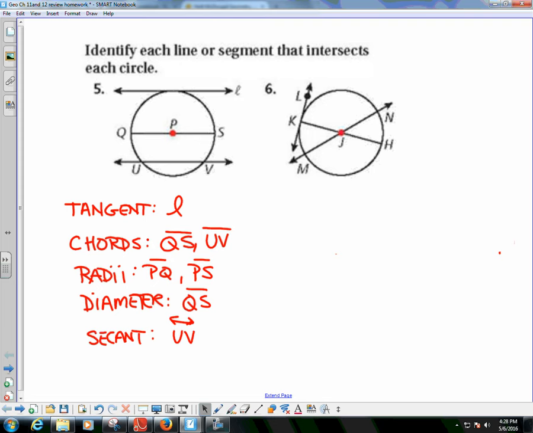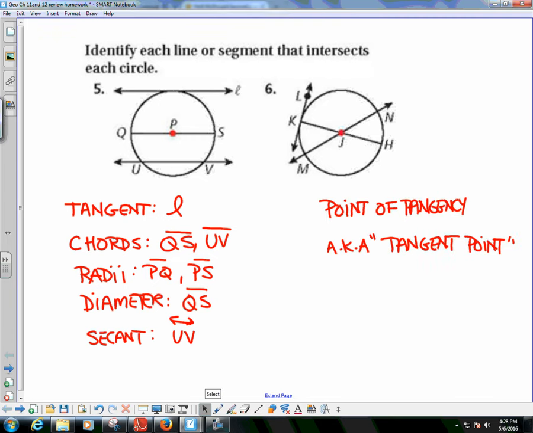Number 6 is relatively similar. The only thing that's different is a little bit of the notation. If I talked about the tangent line for problem 6, I would say that the tangent line is LK, and it would have that double-headed arrow. And the one thing that I wanted to point out is on problem 5, I do not have a tangent point or the point of tangency. It can be referred to in either way. So if I gave you problem 6, you would also have to identify that point K is my point of tangency. So that's the only other piece of information that we needed to discuss.